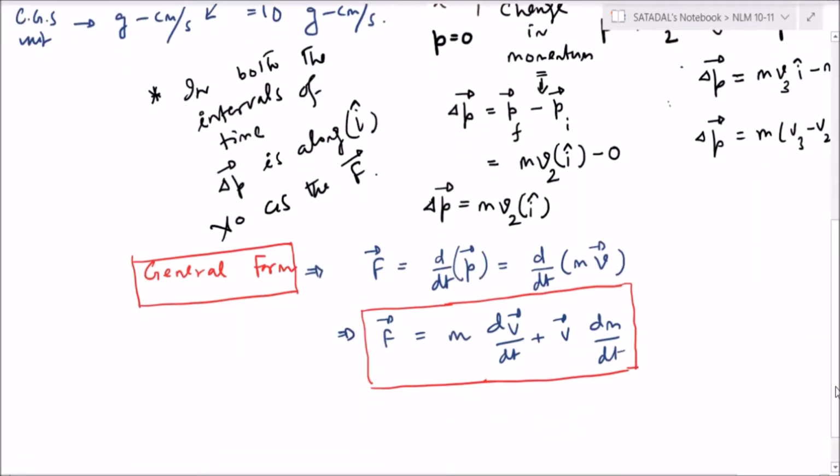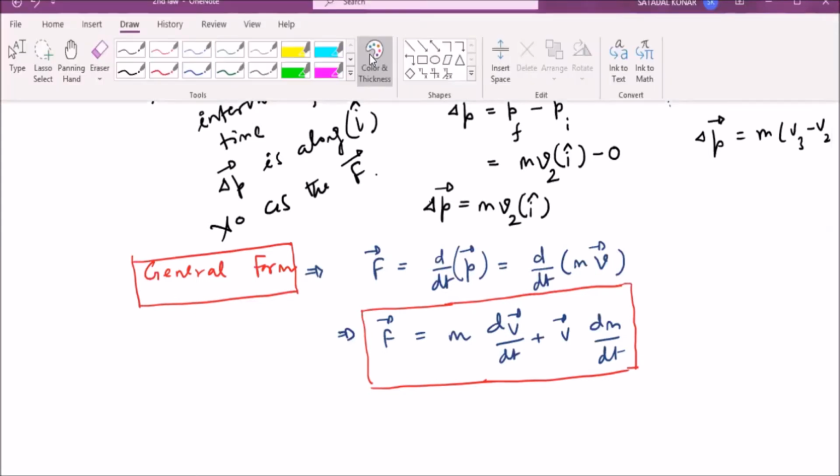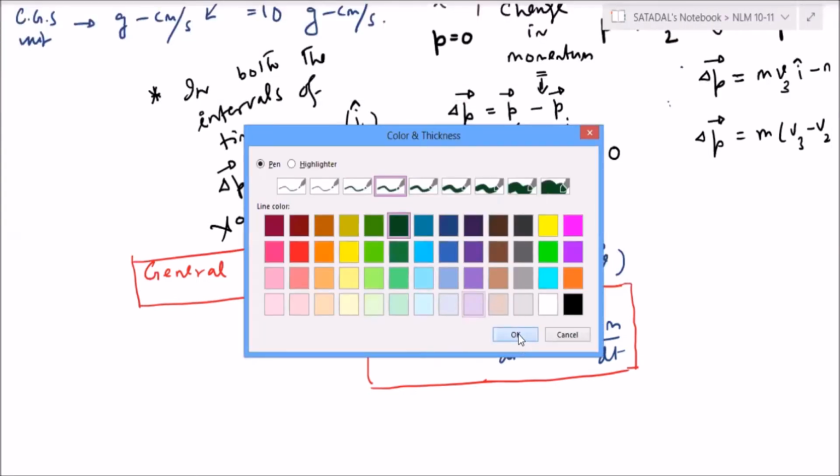Yes, Neeta. Sir, is m not a constant? It may be, it may not be.